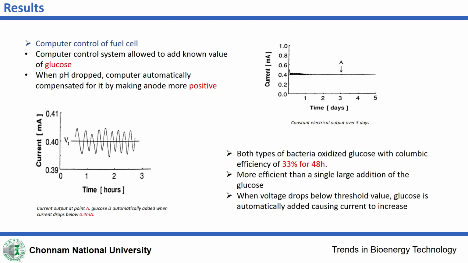This way of adding the feed to the system is more efficient than adding all the glucose at once, because excess glucose can cause incomplete oxidation of the substrate. Moreover, when pH drops, the computer automatically compensates for that by making the anode more positive. In this experiment, pH was measured every 24 hours. When pH drops below 6, the buffer was replaced to protect bacteria from over-acidification.